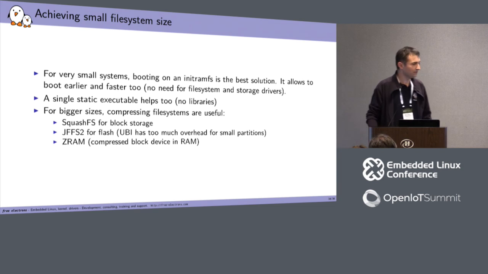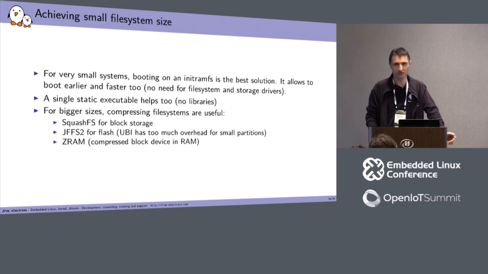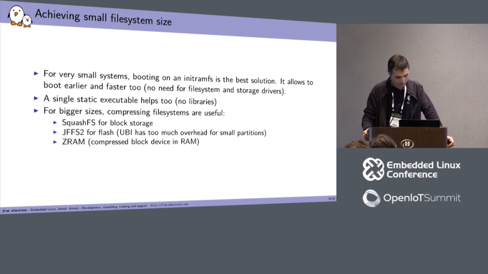To achieve a small file system size, the best solution, of course, is to boot on an initramfs. Because you boot earlier, you don't have to initialize a file system and storage driver. Your kernel doesn't need to have one. So you immediately boot programs on the file cache. So that's very fast. You can use a static single executable, so no libraries to share, and you just include the parts of the libraries that you need.